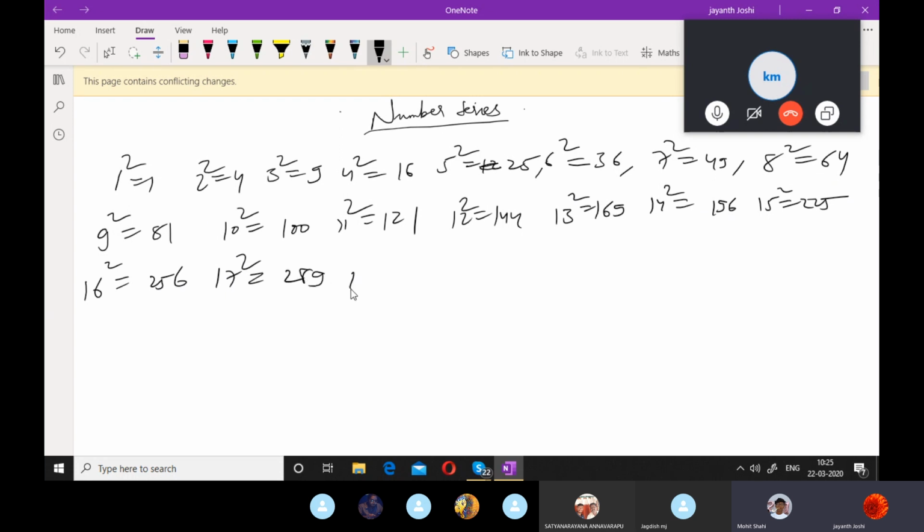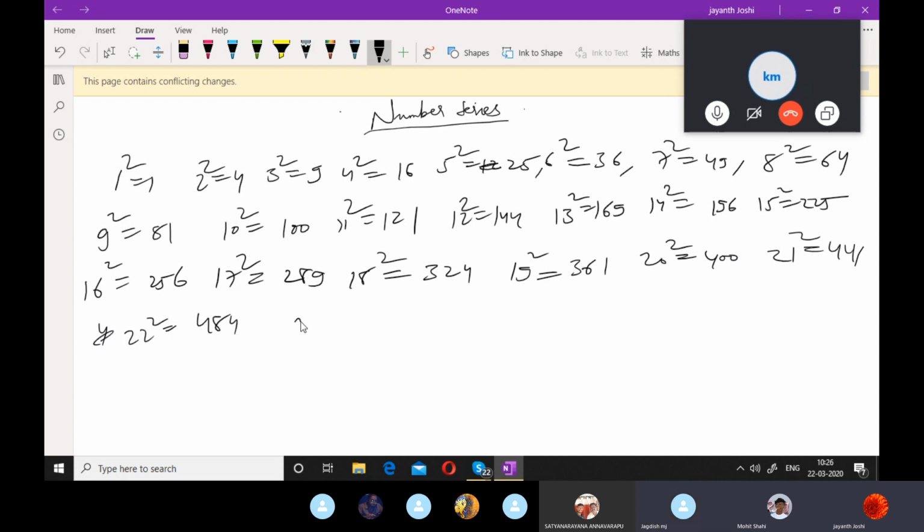What is 18 square, Ritika? 324. Okay. 19 square, 361, 20 square, 400, 21 square, 441, 22 square, 484, 23 square, 529, 24 square, 576. 25 square, 625. Okay.